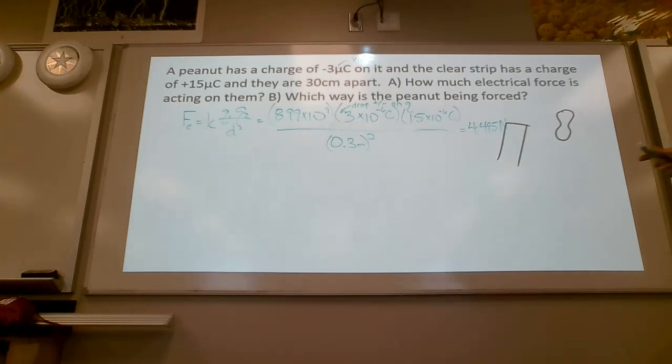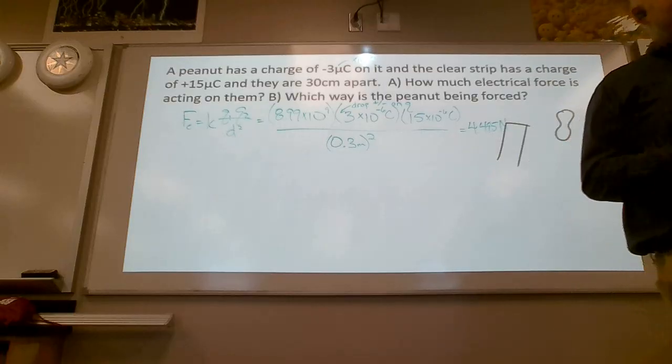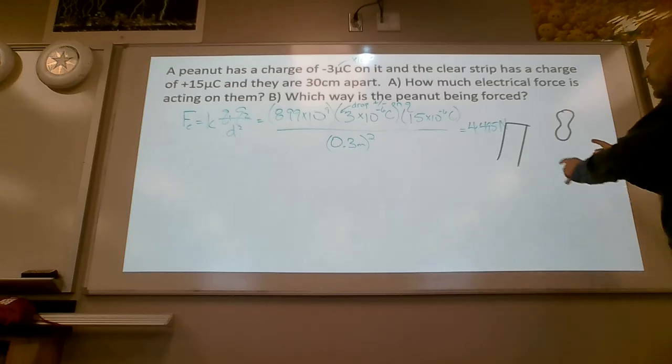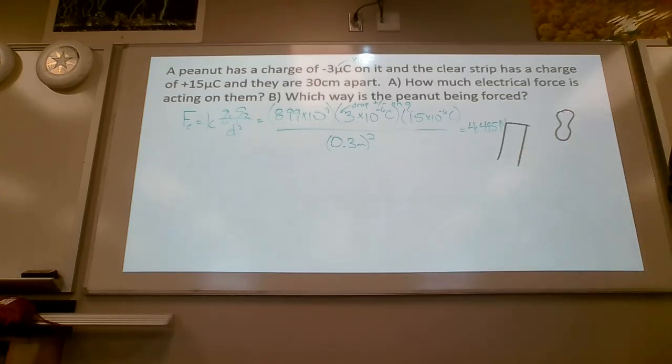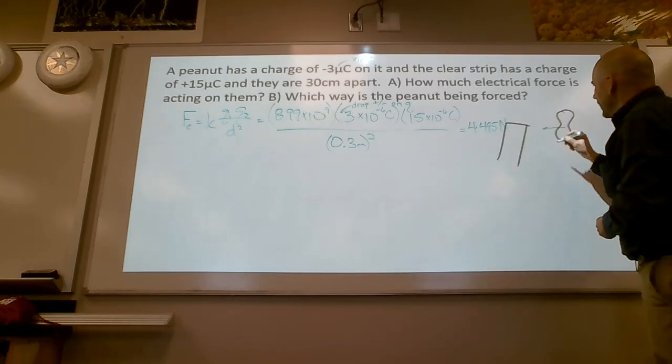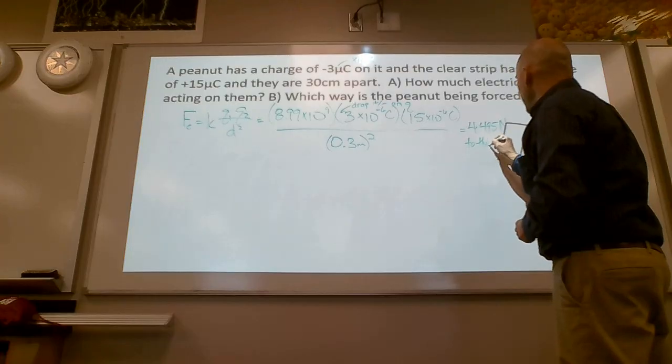Part B. So this is the magnitude. This is the number. I want to know the direction. So I'm asking for which way is the peanut being forced. Tell your neighbor what's going on between the peanut and the strip. Attraction or repulsion? Which way is the peanut being forced? To the right or to the left? It's attraction. So the peanut is experiencing a force to the left. So to the left.